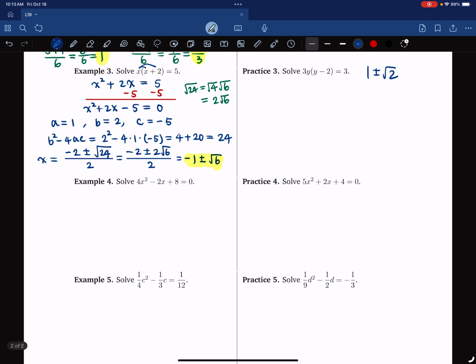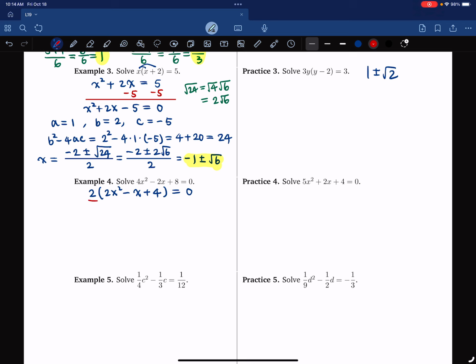Example 4, 4x squared minus 2x plus 8 equals 0. So sometimes your equation is in the general form like this one, ax squared plus bx plus c, but you can actually simplify the equation a little bit. For this one, I noticed that there is a GCF, a common factor of 2 among all the coefficients. So I could actually take out this GCF and then rewrite the equation as 2 times (2x squared minus x plus 4) equals 0. So why do I take out the GCF?